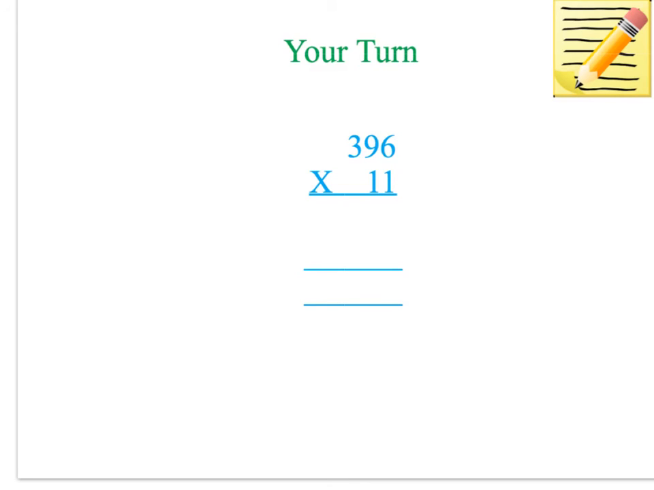So 1 times 6, 6. 1 times 9 is 9. 1 times 3 is 3. Then we're making sure we put the 0. Did you put the 0 in? And we have 6, 9, 3. All right, and then we need to add it up. Did you get 4,356? I hope you did.